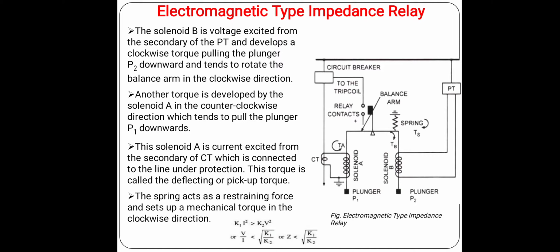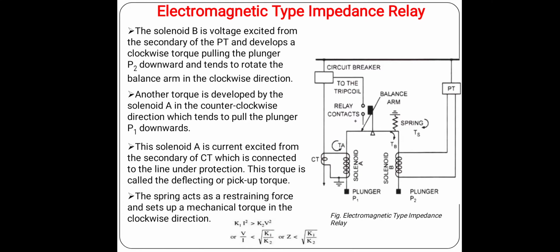Now in normal operating condition, that means when there is no fault and equilibrium occurs, the balance arm is in a horizontal position and the relay contacts are open. But when a fault occurs in the protected zone, the current in the current transformer primary goes up, and this value of current also increases in solenoid A. When the current increases in solenoid A, the torque developed by solenoid A, which is counterclockwise, TA, slightly increases due to the increase in current.